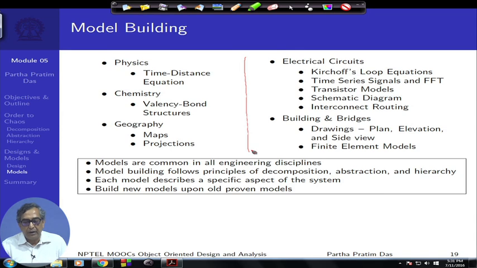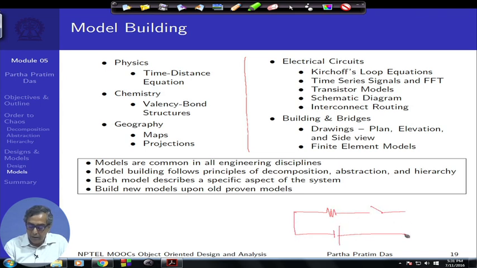Let us talk about electrical circuits. Now, if you want to describe an electrical circuit, you can do it in several different ways. For example, you could just do a schematic diagram. You can say this is an electrical circuit, right? This we say is an electrical circuit.